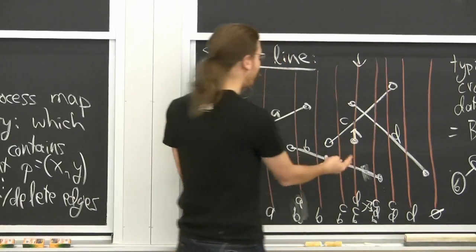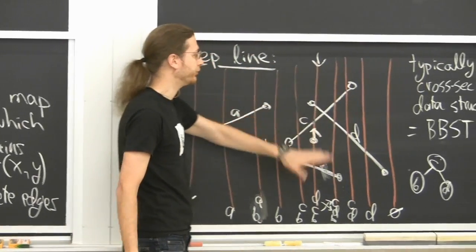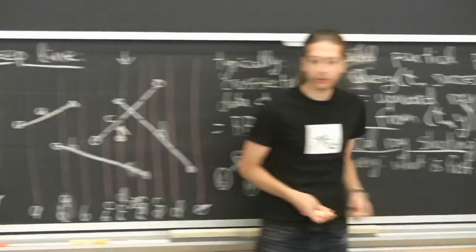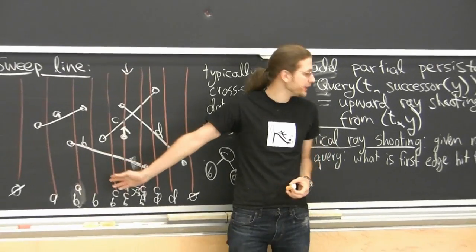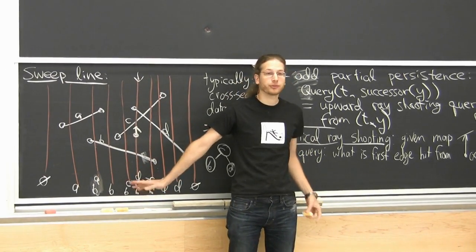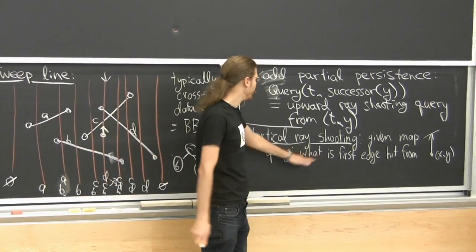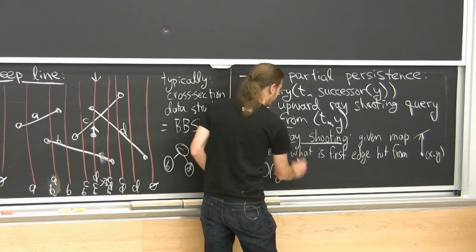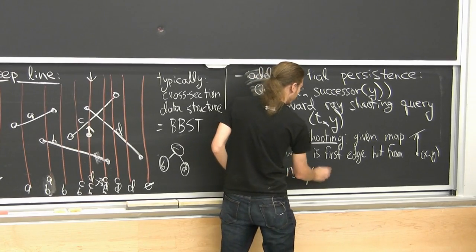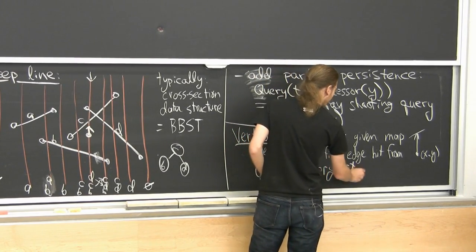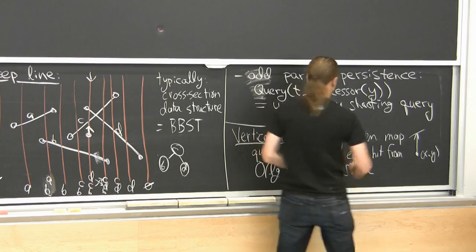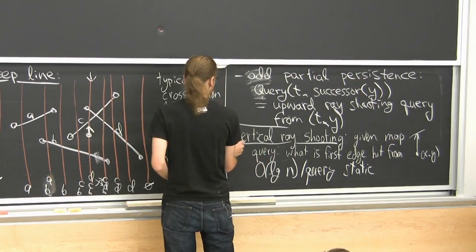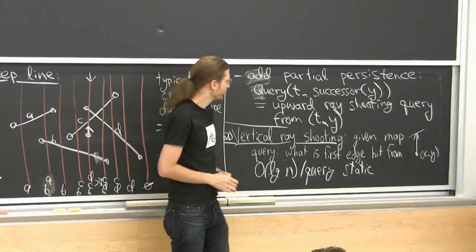We just solved the vertical ray shooting problem for static. If you're given a static map, you run this algorithm once, assume there are no crossings. Then to answer a vertical ray shooting query, we just go back in time to time t, do a successor query, which takes log n time, and then we get the answer. So we can do this in log n per query, static. This is all two-dimensional. I should probably say that.